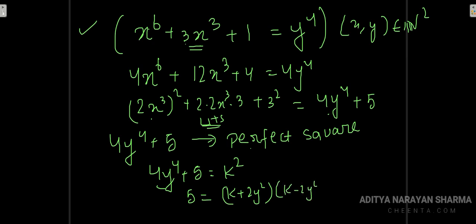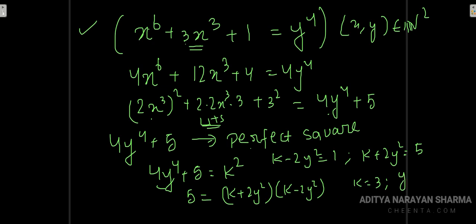And as we can see that 5 is a prime, we can write 5 as 5 into 1 only. So the lesser of these, that is k minus 2y square, must equal 1, while k plus 2y square should be 5. Adding, we get k equals 3. Using this value, we get y square equals 1, and this gives the value of y as plus minus 1. And by putting the value of y square as 1, we get y to the power 4 as 1.